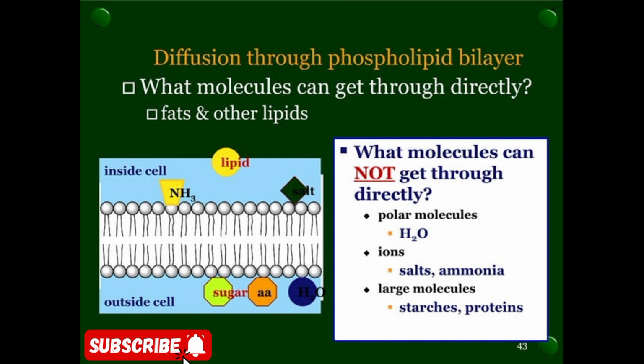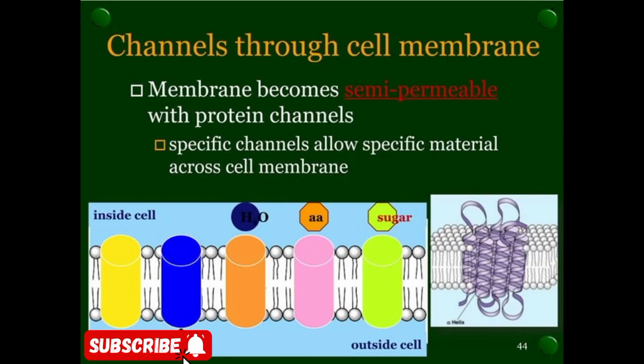Various types of molecules can get through directly. For example, various types of fats and other lipids easily pass through the lipid bilayer. The molecules which cannot get through directly are polar molecules, water, ions, salts, ammonia, and other large molecules, starches and proteins, which do not directly pass through the plasma membrane.